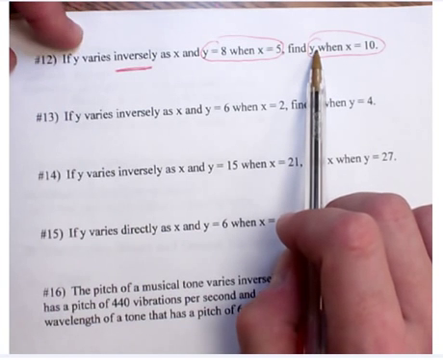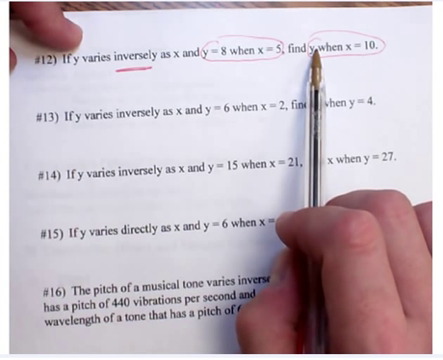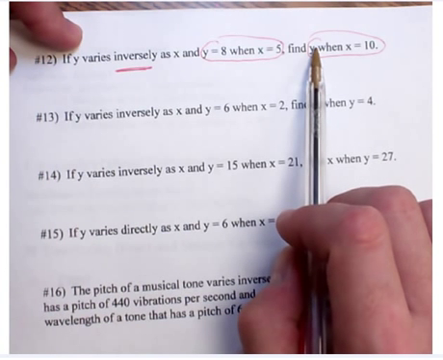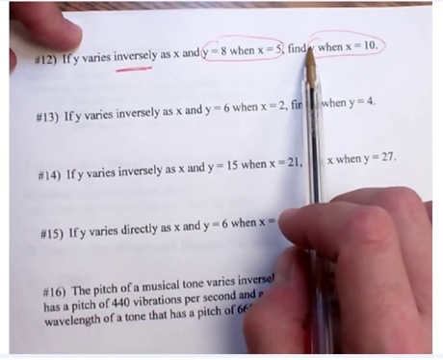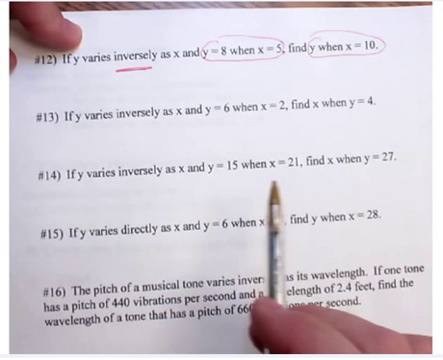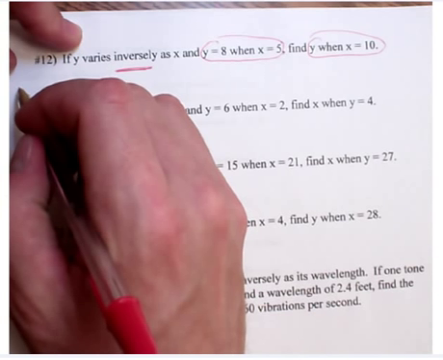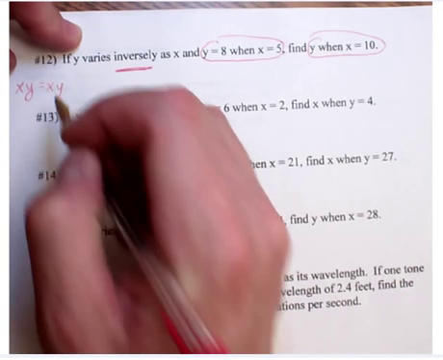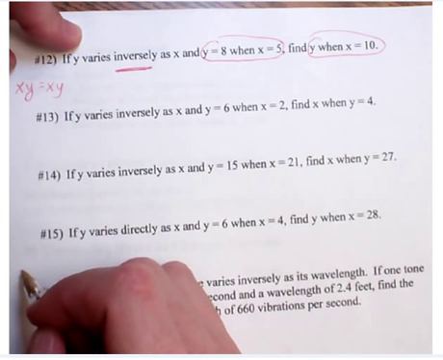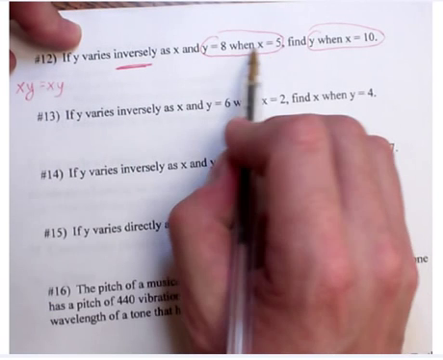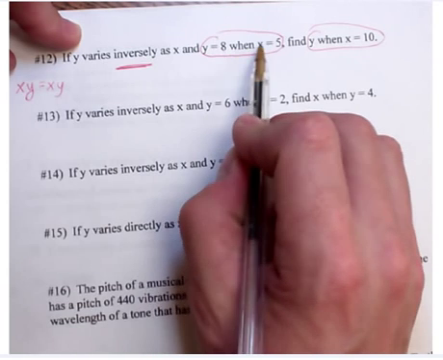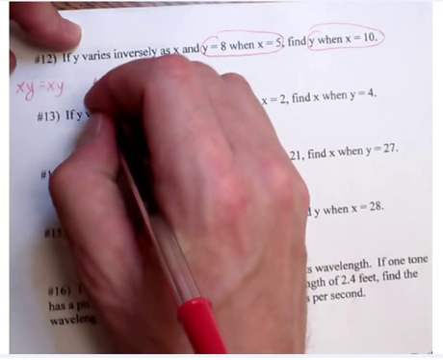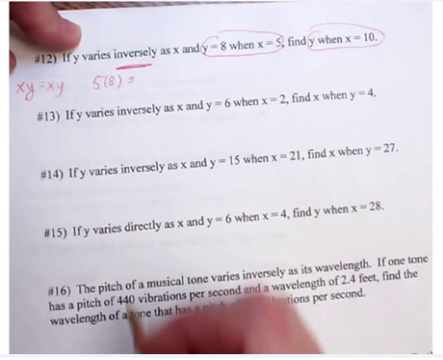Well, here's how we set this up. If it was direct variation, we would do a proportion. But because it's inverse, we multiply the variables. So on the side here, we're going to do x times y, and we're going to do x times y. That's how we're going to set it up. Now, the first one is y equals 8 when x is 5. 5 times 8 equals.